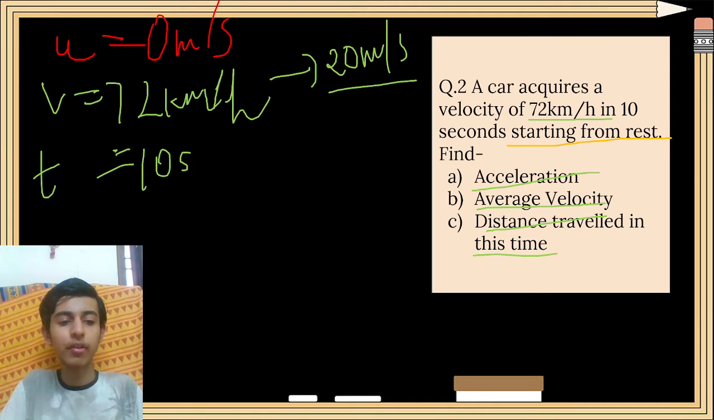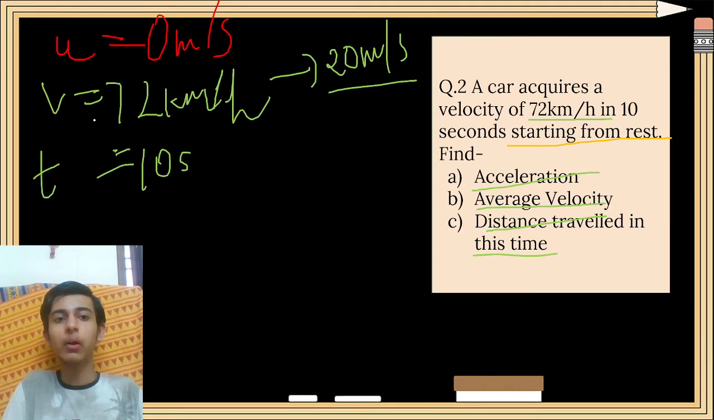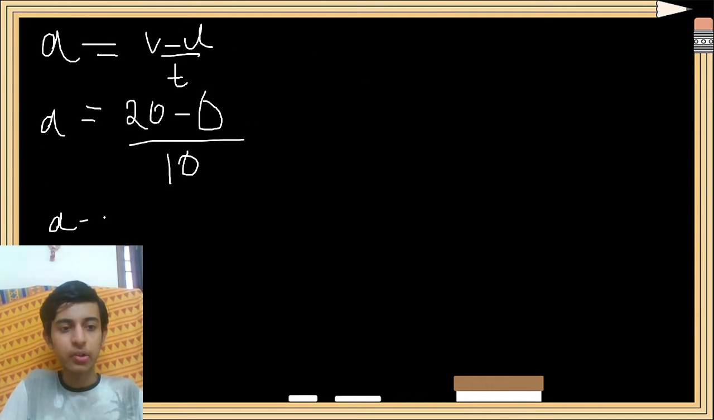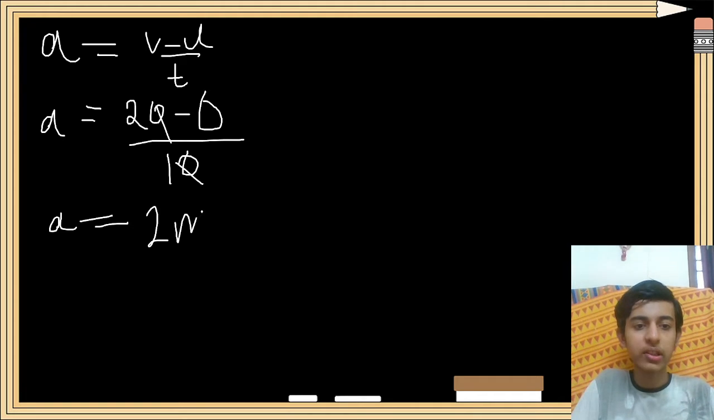First of all, tell me what is the formula for acceleration? Most of you must be knowing. See, acceleration's formula is v minus u upon t. Clear? Now children, concentrate over here. v is given to you 20, initial velocity is given to you 0 and time is given to you 10 seconds. So 2 meters per second square will be your acceleration.